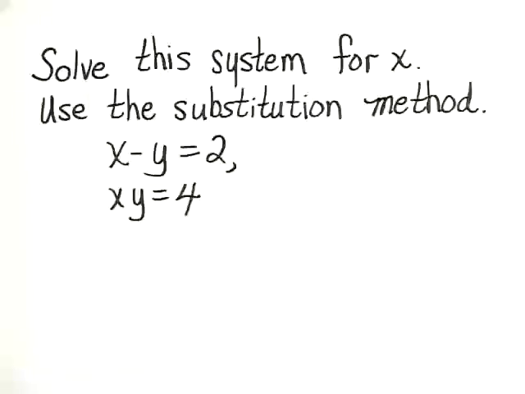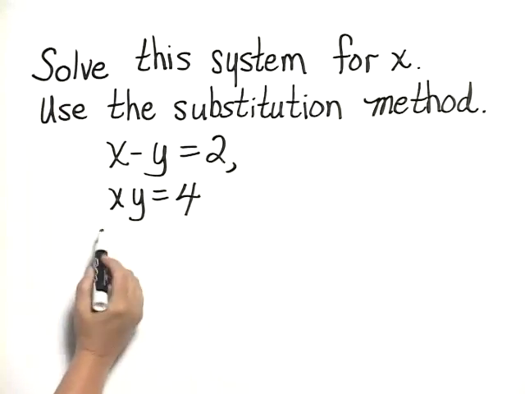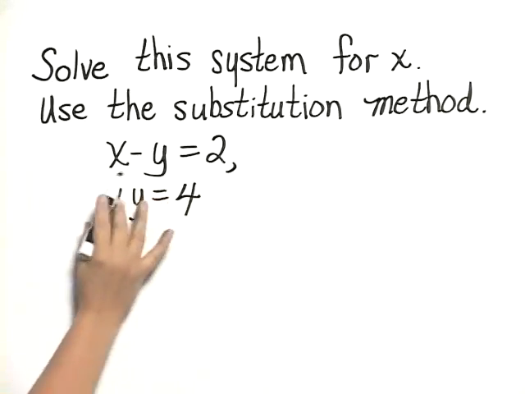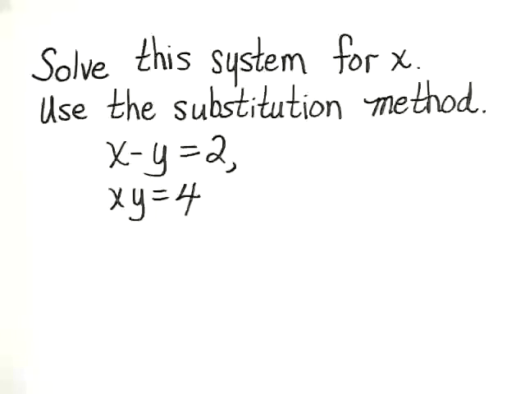Solve this system for x, using the substitution method. x minus y equals 2, x times y equals 4. We're going to solve the first equation for one of the variables, and we're going to solve for y so that we end up solving for x first, because we're asked to just solve the system for x. We don't need to find y.